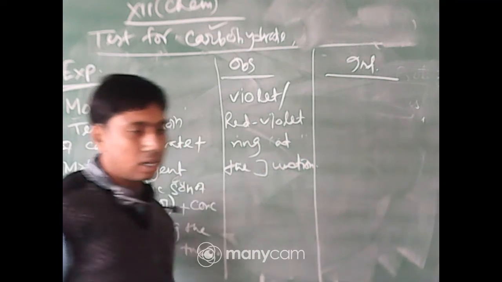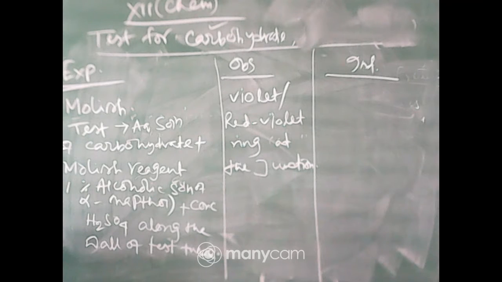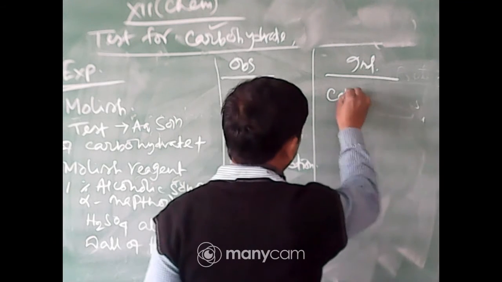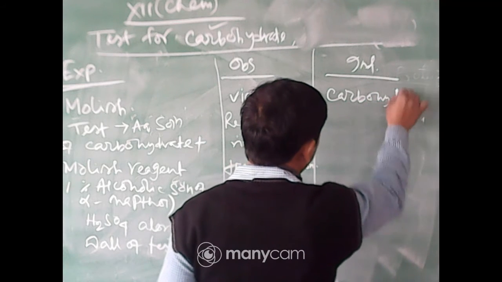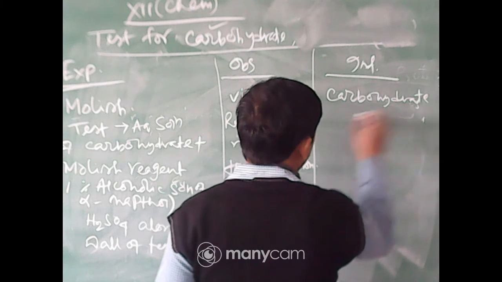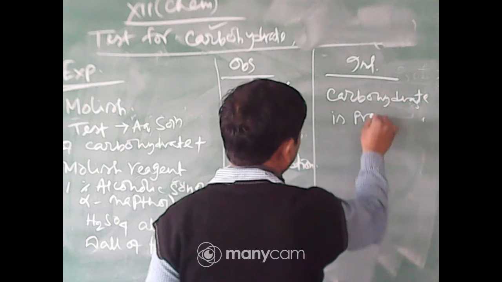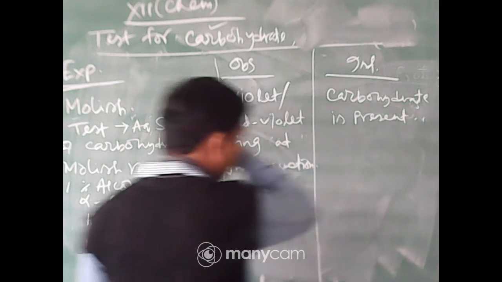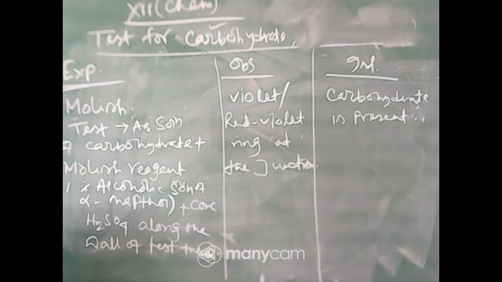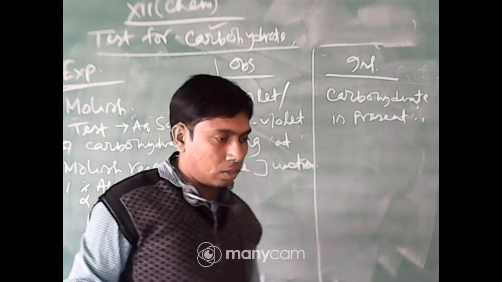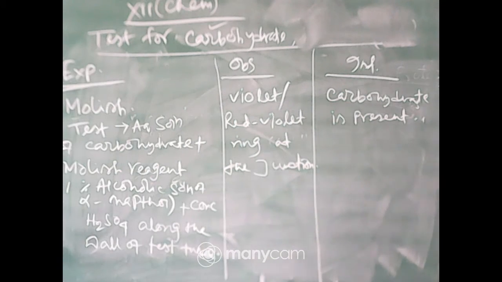Inference. What is the inference here? The inference is that presence of carbohydrate is present. This is experiment number 1. Okay. This is experiment number 1.